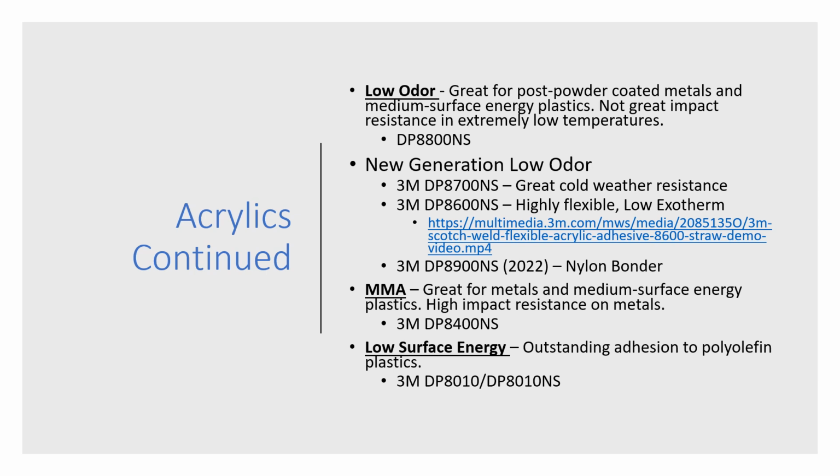My personal favorite, the 3M DP 8700 NS series. This does everything that the 8800 series does, but has great cold weather resistance. It actually doubles its strength in overlap shear at -40 degrees. It goes from about 2,500 to 2,600 psi up to 4,500 psi at -40 degrees. So really, really great solution. Can bond to a lot of different materials. I will typically lead with this product series. It's available in 8705, 8710, and 8725.